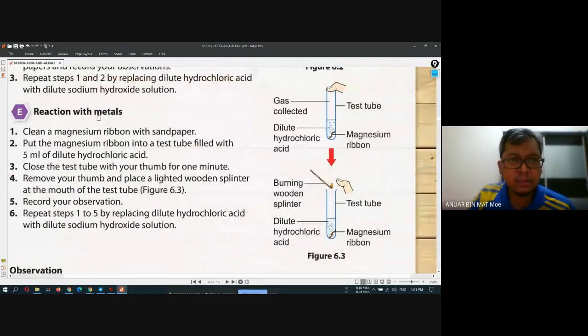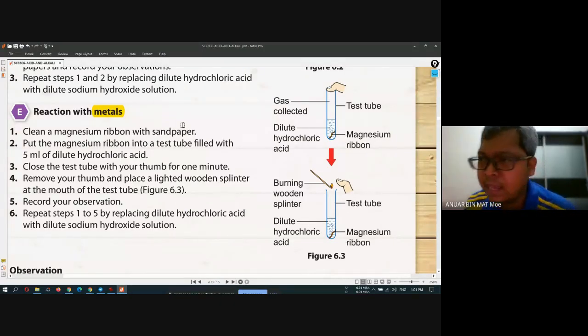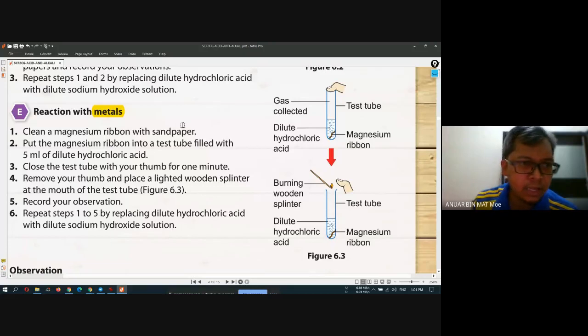Reaction with metal. Okay, you just remember acid and alkali will react to metal. What is an example of metal? Iron, aluminium. What else? Copper. Okay, these are examples of metal. You still remember the examples of metal? So what happened when you put metal inside acid or inside what we call alkali? What will happen? There will be a reaction.